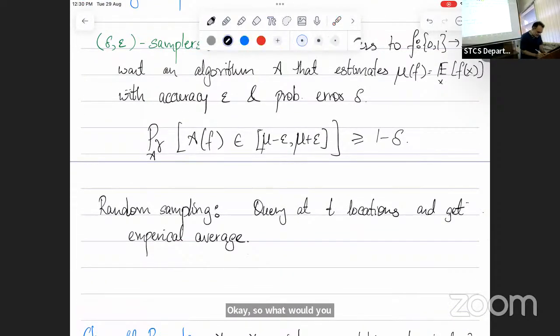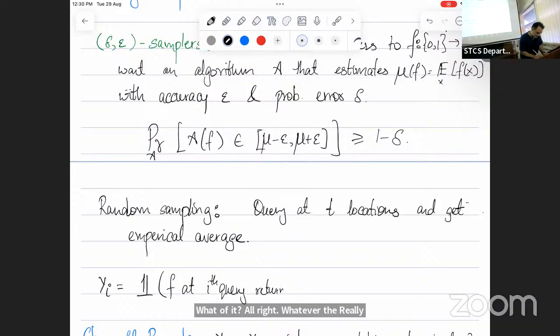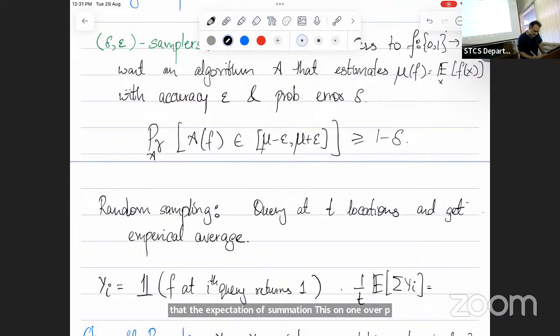You would basically define a yi, which is the indicator random variable that is 1 whenever f at the ith query returns 1. Okay, and you're basically going to ask, I know that the expectation of summation yi, or 1 over t times this, where i goes from 1 to t, is exactly equal to mu.